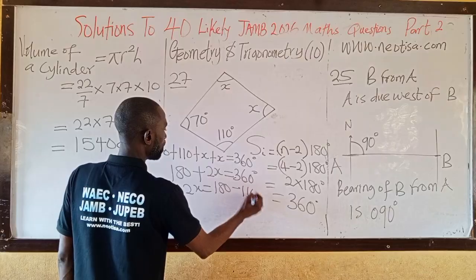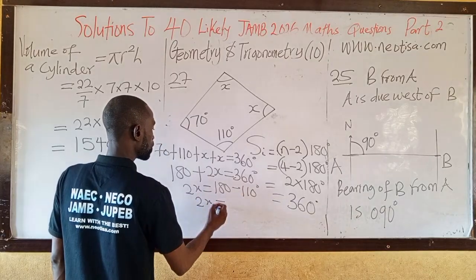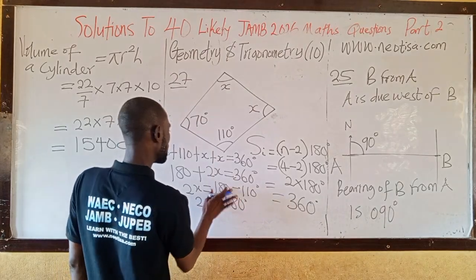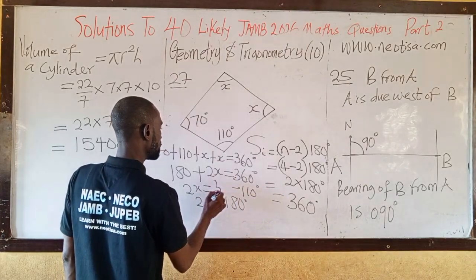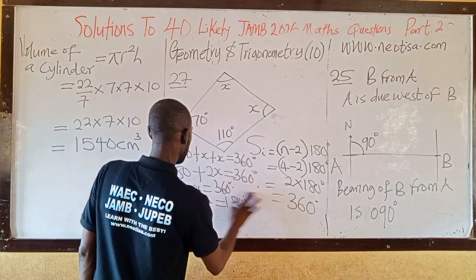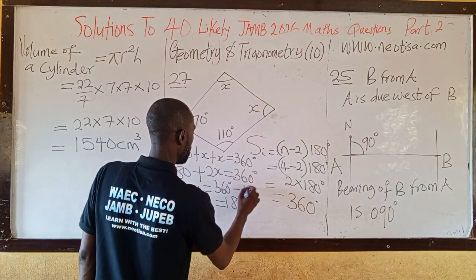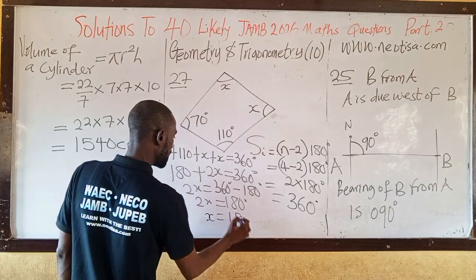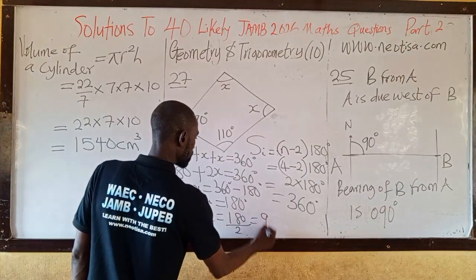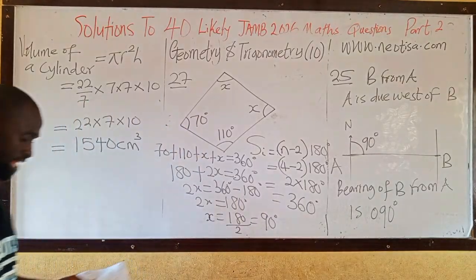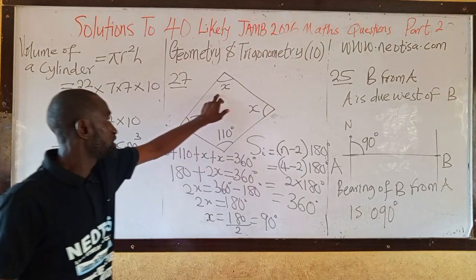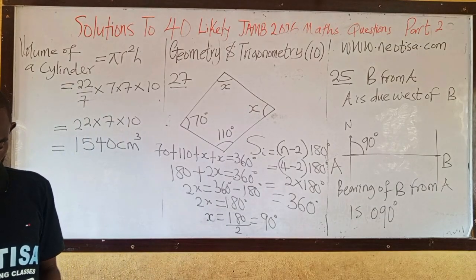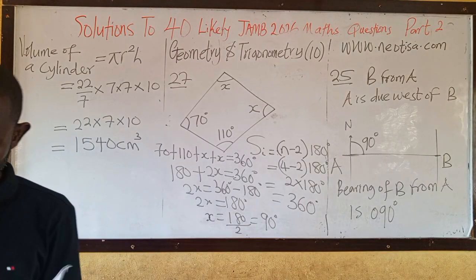So 2x equals 360 degrees minus 180. Sorry, I mistakenly wrote 180 earlier; it is 360 degrees minus 180. So x will be equal to 180 over 2, which is 90. So each of the angles, x and x, is 90 degrees. That's question number 27. Now let's get to question number 28.